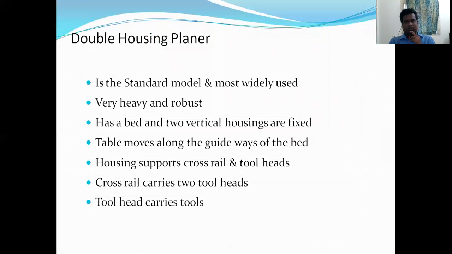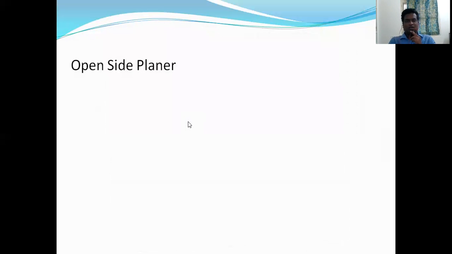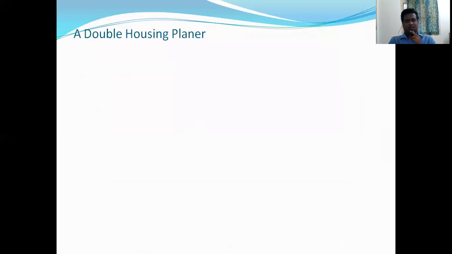The housings support cross rails and tool heads. So there are two cross rails here. One is this cross rail and the other is this cross rail. On these cross rails, tool posts are fixed. On these tool posts, the tool heads are fixed. Okay, so these are two housings. That's why it is called a double housing planer. The table is moving on the guideways of the bed, and the housings are attached with the two cross rails. On these cross rails, there are two tool holders. On these tool holders, the cutting tools are carried.